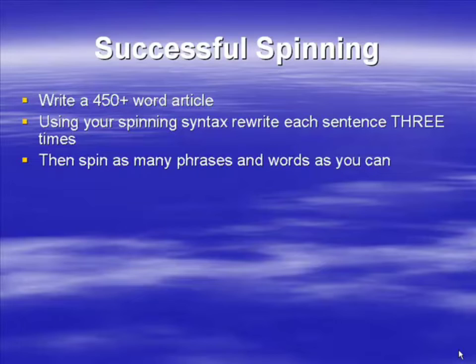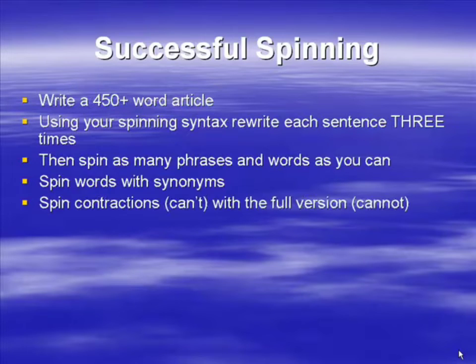Then within each sentence that you've rewritten, basically every single one of the sentences, you spin as many phrases and words as you can. If there's a phrase that you can spin, you spin it. If there's a single word you can spin, you spin that as well. You spin the single words typically with synonyms and the phrases with other phrases that mean the same. You will spin contractions with the full version, so can't becomes cannot, you're becomes you are, they're becomes they are, and so on. What this does is it varies the word length of the article and helps make it that little bit more unique.